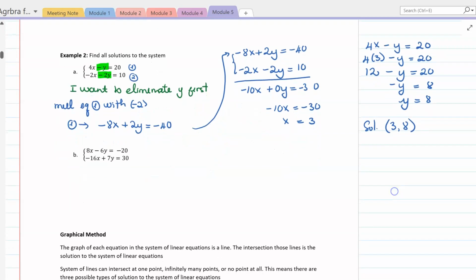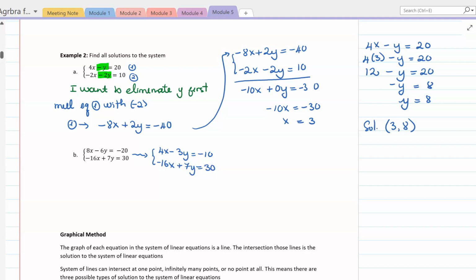Now, before we do elimination or substitution, it's always best to see if we can simplify the equations to start with. For example, in this next system, 8x minus 6y equals negative 20 and negative 16x plus 7y equals 30. Note that the first equation can be simplified by 2. If I simplify the first equation by 2, I should get 4x minus 3y equals negative 10. And negative 16x plus 7y equals 30.